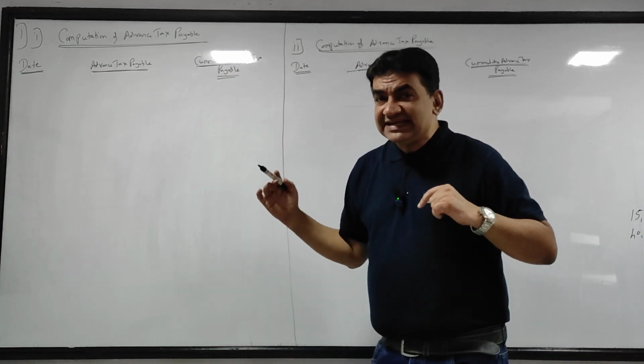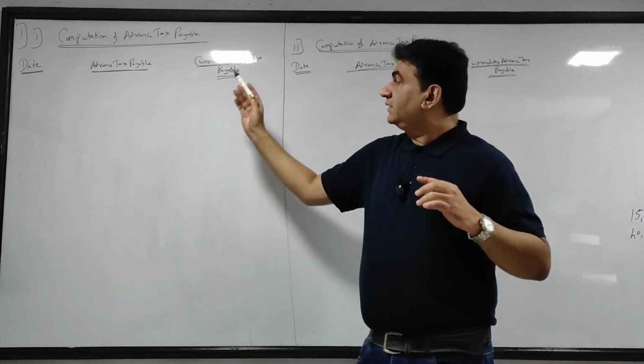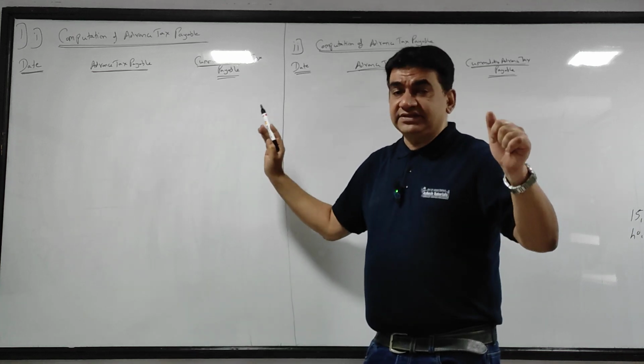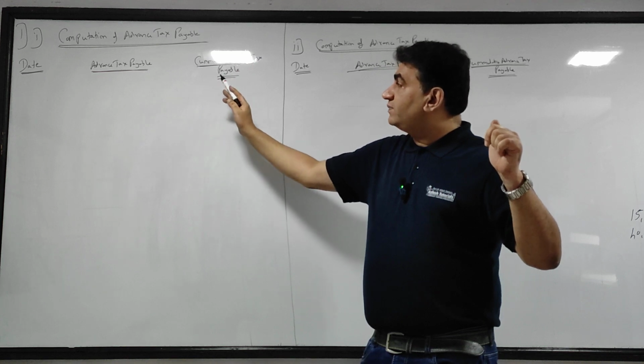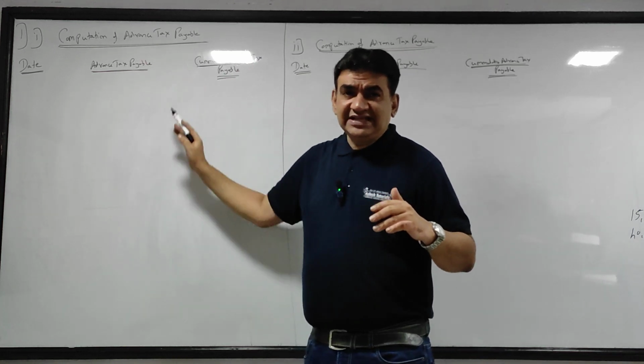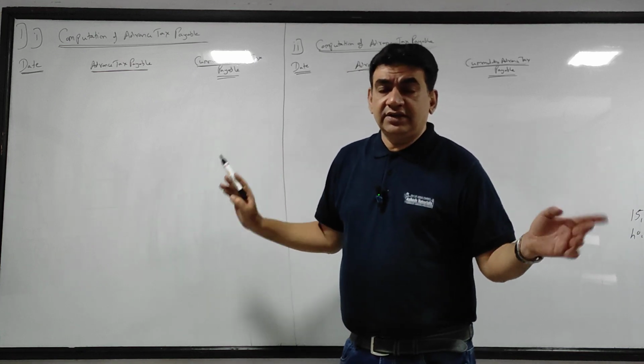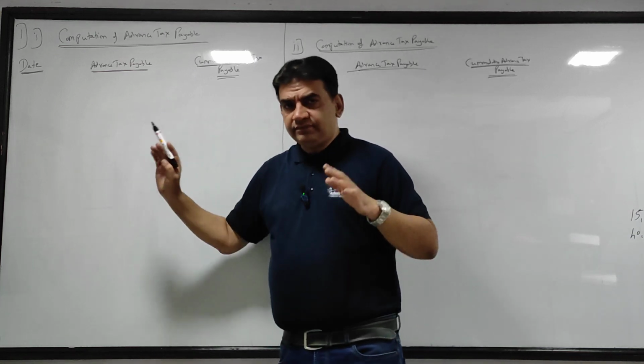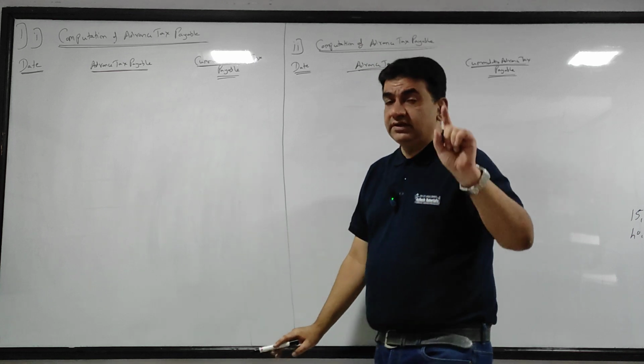To make the understanding clear, what I explained to you, we will have these headings: date, advance tax payable, cumulative advance tax payable. If you want to make columns and lines, make them, otherwise that's not required. Okay. Now the thing will get simple for you.